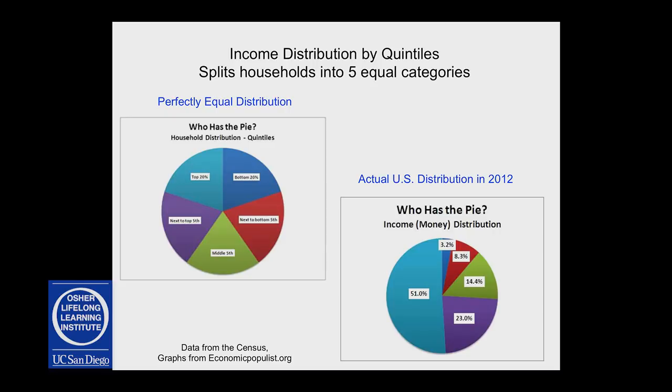But then we get to the three bottom quintiles, each 20%, and we see how little they have. The middle fifth has only 15% of the income. The next to the bottom fifth has 8% of the income. And the bottom 20% of households earn only 3% of all income earned in the United States, right? So that gives you a snapshot picture of how unequal income is in the United States right now, or at least in 2012, and it's about the same now.